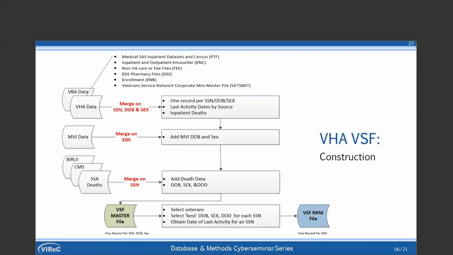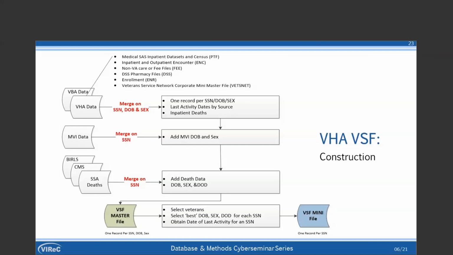Here's how the file is constructed. Basically, it's merged on the Social Security number, the date of birth, and sex, male or female. This information is obtained from a variety of VA sources, and also from the MVI, Master Veteran Index, which is basically the same as a Master Patient Index. We merge these using the three identifiers with the actual deaths and see if they merge on date of birth, sex, and date of death.